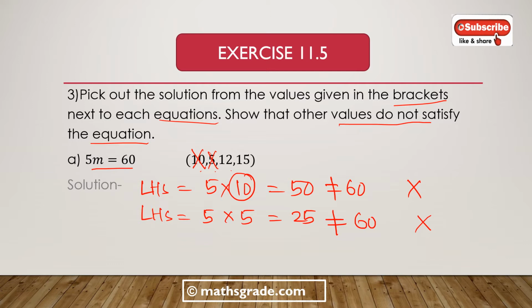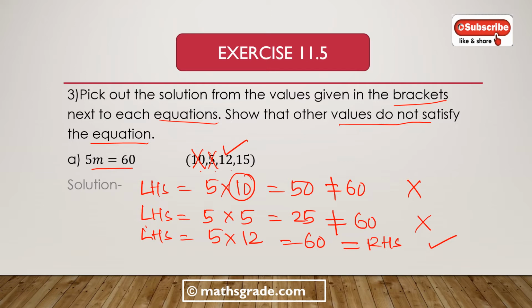Now substitute m equal to 12. m is 12. 5 multiplied with 12 is 60 and 60 is equal to 60, which is equal to the right hand side. This is satisfied. So m equal to 12 is satisfied with the equation 5m equal to 60. So m equal to 12 is the solution for the equation 5m equal to 60.